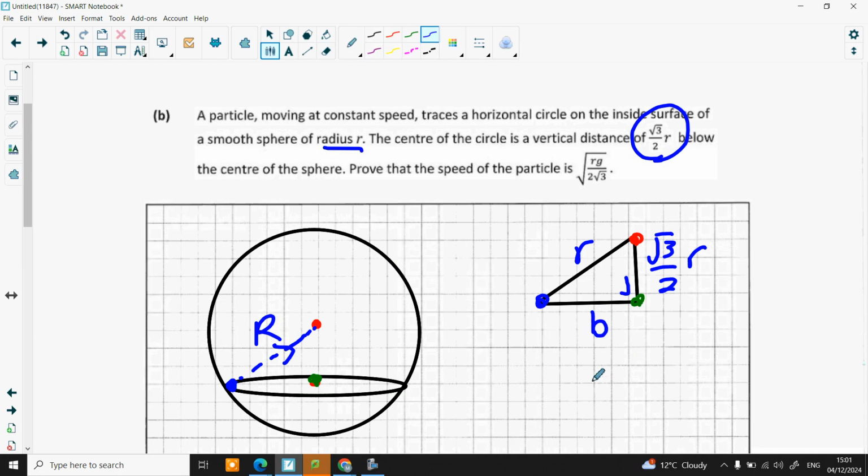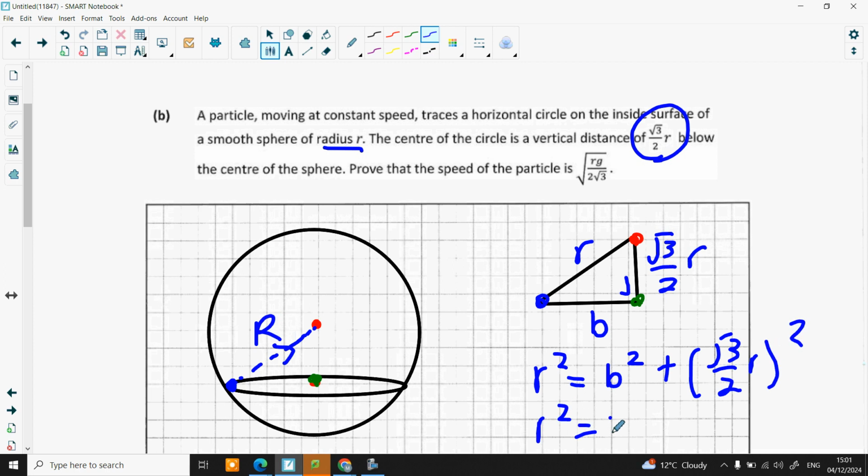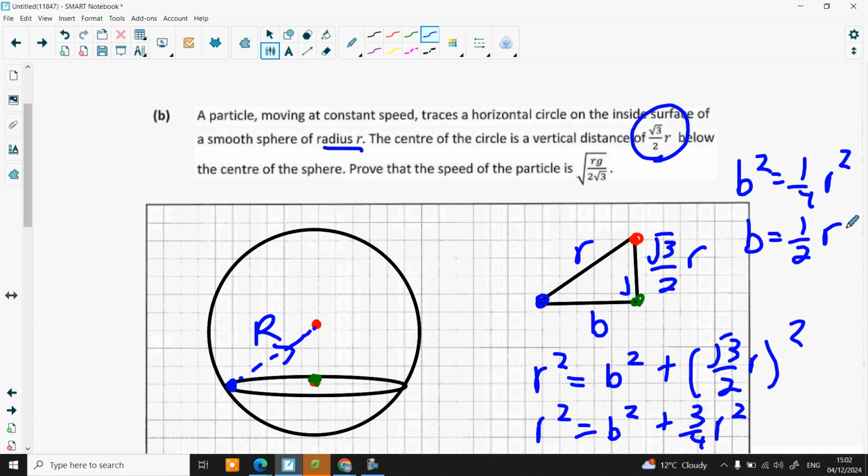All right. Now, what we're going to say is that R squared equals B squared plus root 3 over 2 R, all squared. So R squared equals B squared plus 3/4 R squared. So then B squared will equal 1/4 R squared. Therefore, B is a half R. Are you happy that B is a half R? Okay.